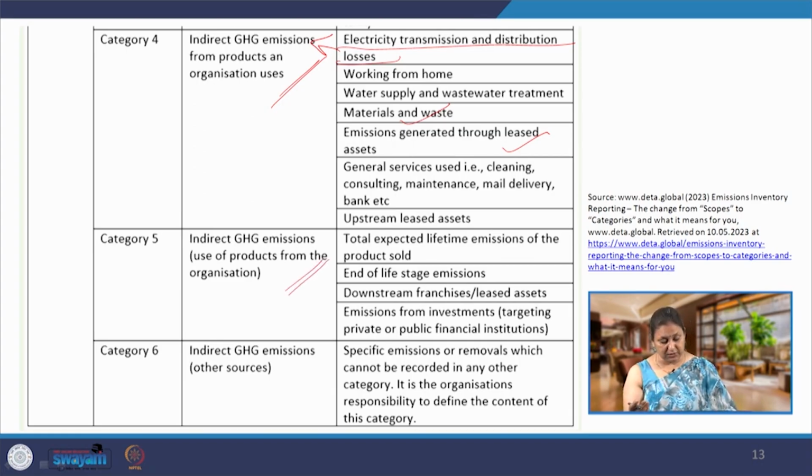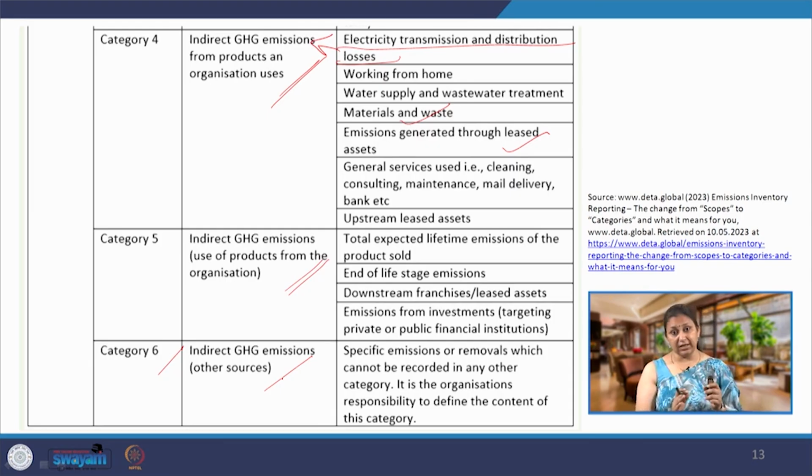Emissions from investments. Here we are largely looking at the financial institutions. The financial institutions may not be generating any direct or indirect emissions as such, but the projects and products they have invested in will also bring them category 5 emissions, which will be covered in scope 3. And the last category, category 6, is from all other sources. So, specific emissions or removals which cannot be recorded in any other manner have been put in category 6.